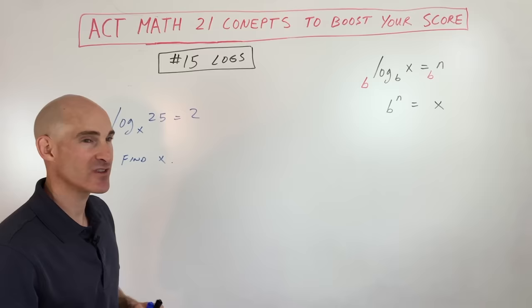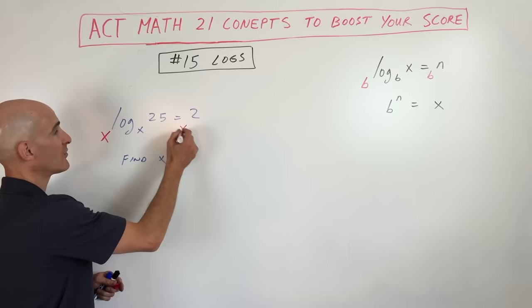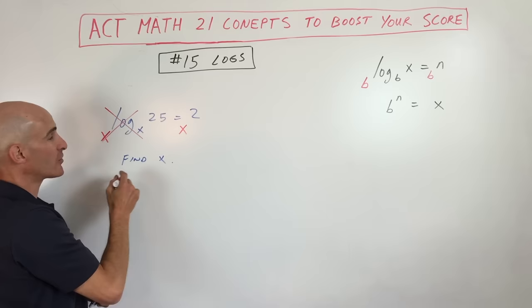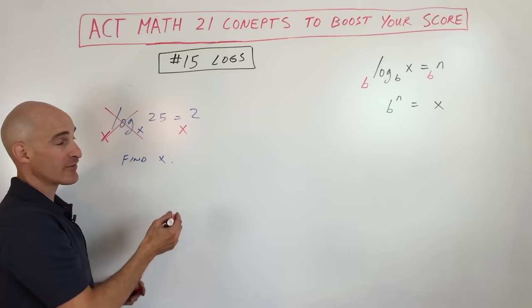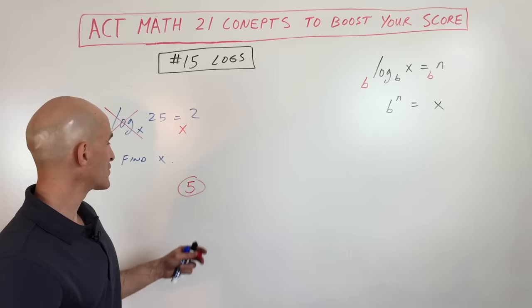So here, we've got log base x of 25 equals 2. We want to solve for the base here. So what I'm going to do is exponentiate. I'm going to raise both sides using the base x, because exponential functions and logarithmic functions are inverses, they cancel one another. And so now you can see x squared equals 25. That means x must be 5. So that's it, we solved it. Just knowing the basics about how to work with logs is an easy way to score an additional point on your test. Let's go on to the next topic.